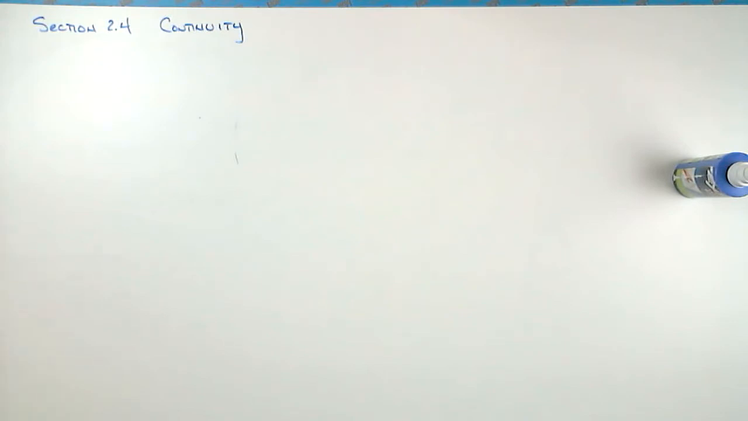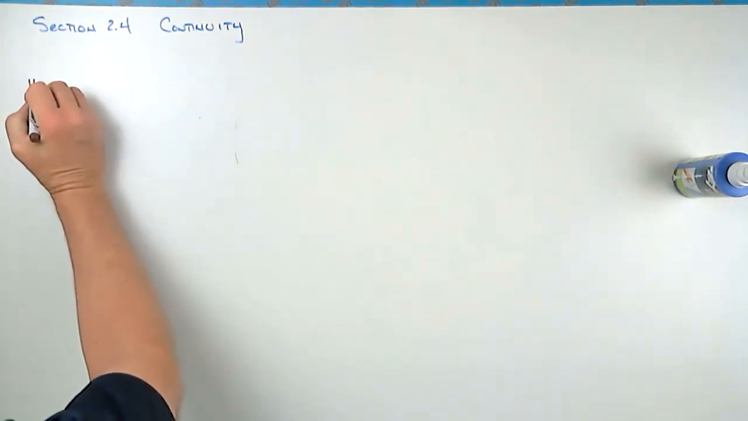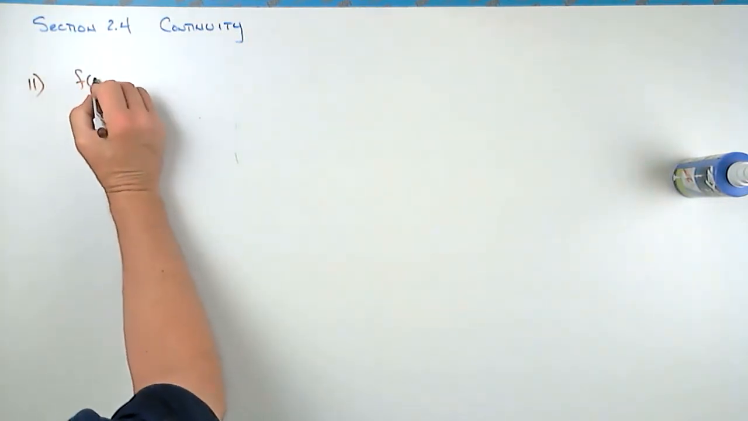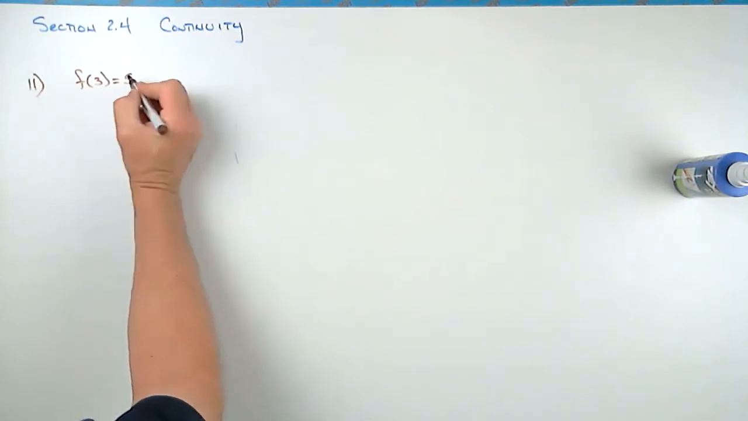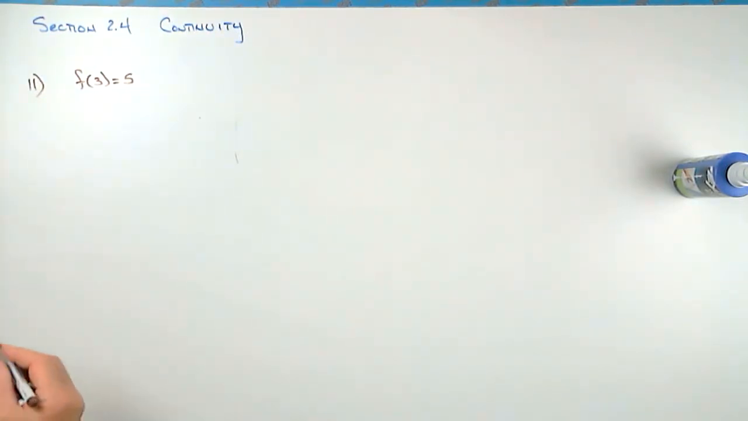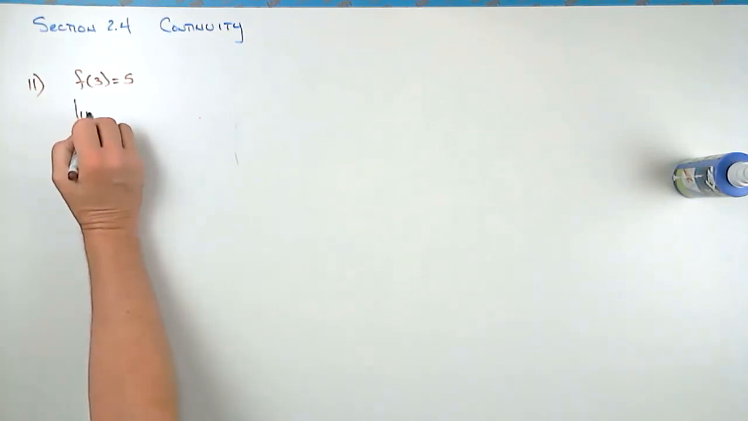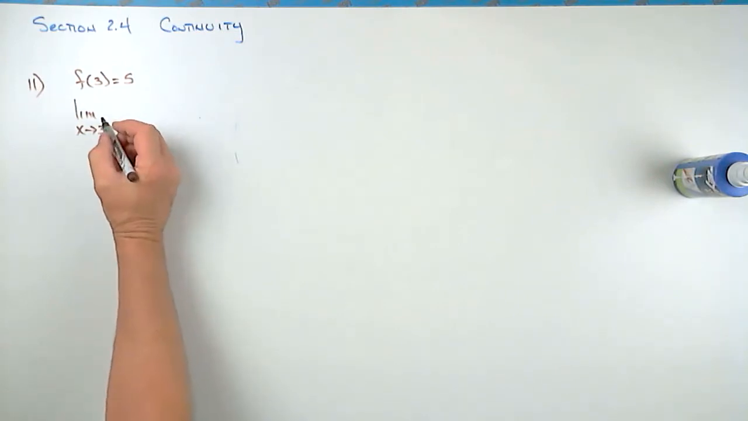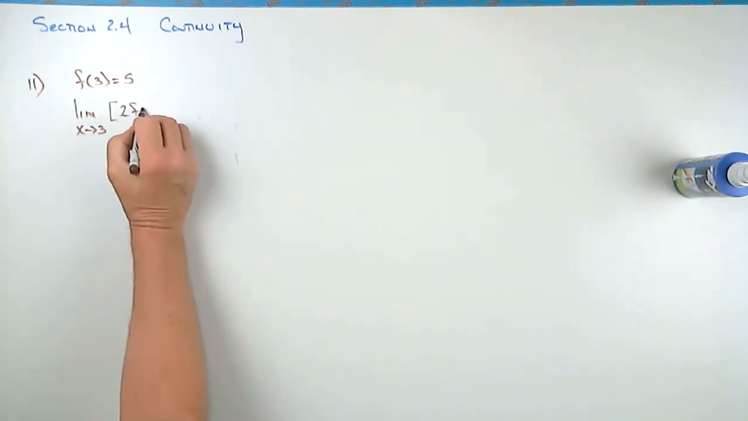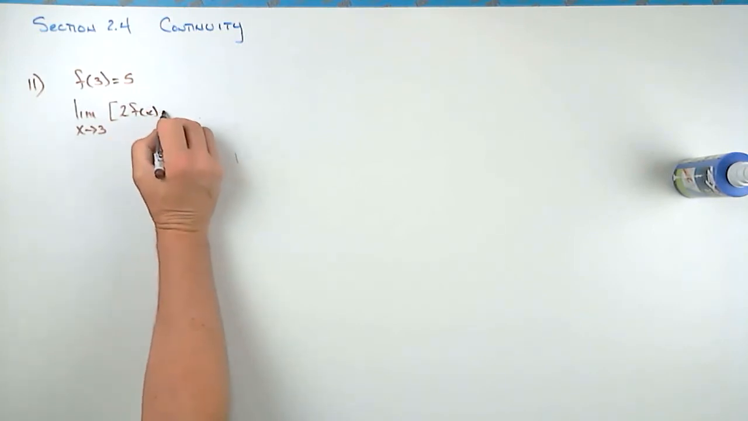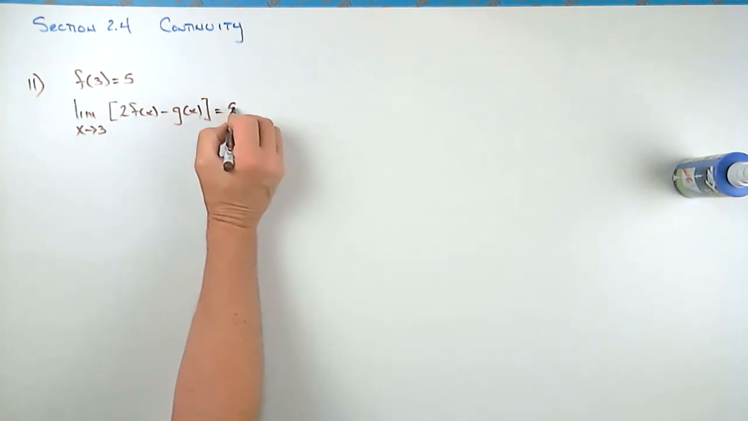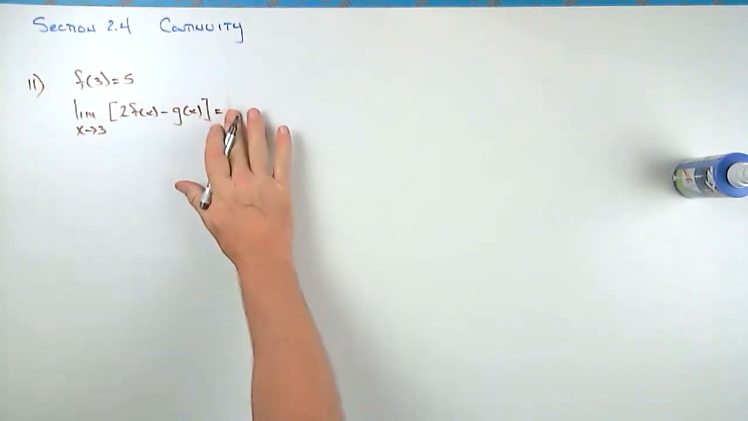So let's see what's going on with problem number 11. All right, what's going on there? Problem 11 gives us some information. It says f of 3 equals 5. And it says the limit as x approaches 3 of 2 times f of x minus g of x equals 4. I don't know why I'm writing a 5, it equals 4.